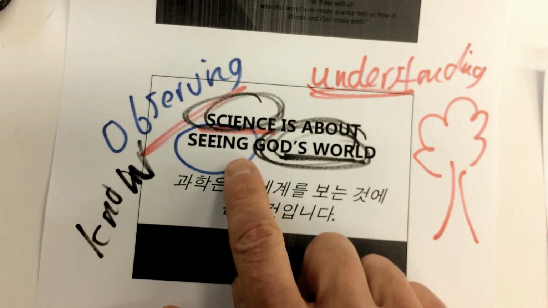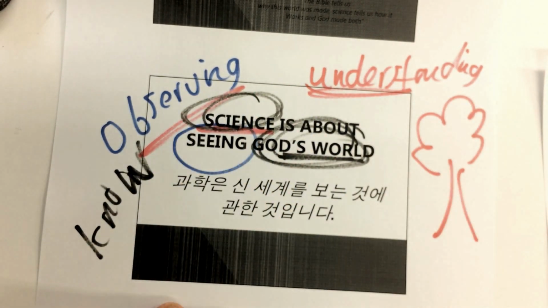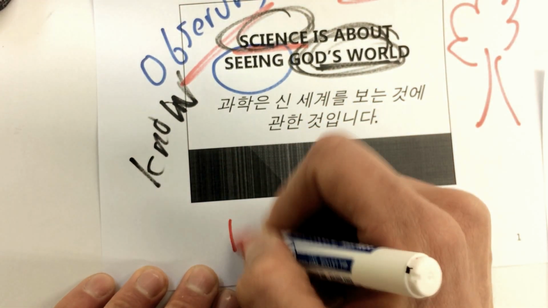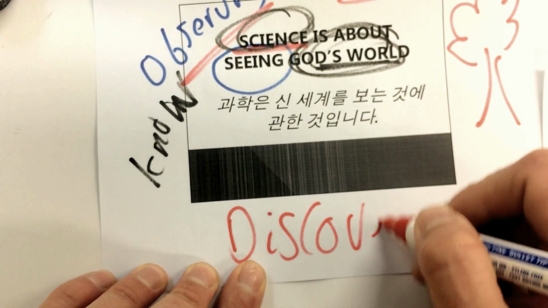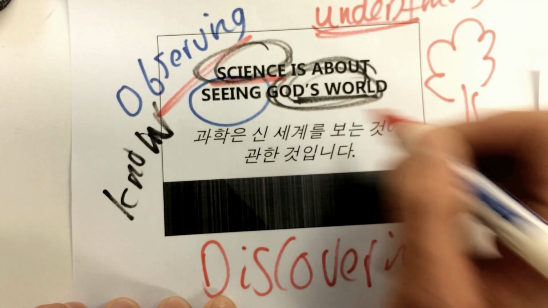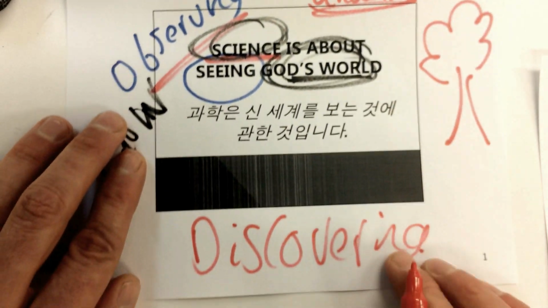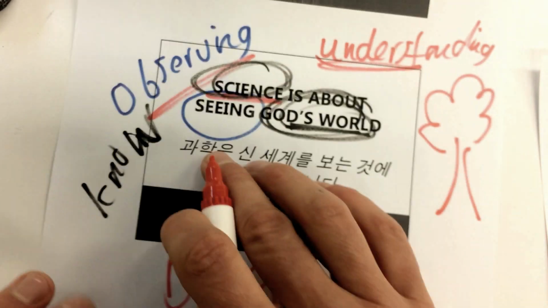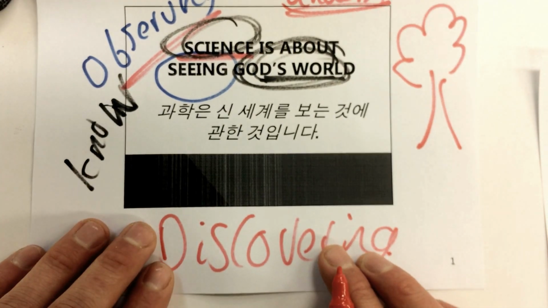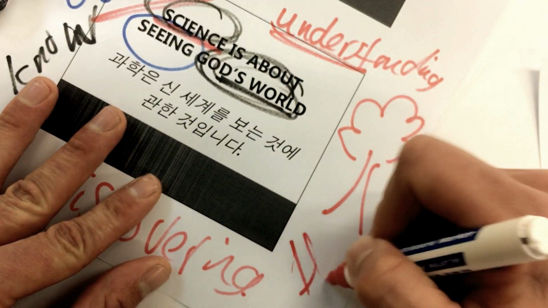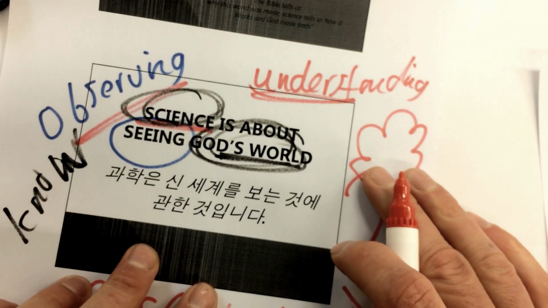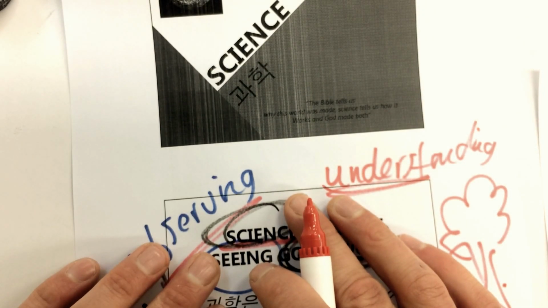Remember, science is all about discovering or seeing, learning, knowing. I use the word discovering. I love that word, discovering. It's discovering God's world. That's what science is all about. If you're a scientist, you want to discover or learn or understand how God has put things together. You want to know how the world works. That is what science is all about.